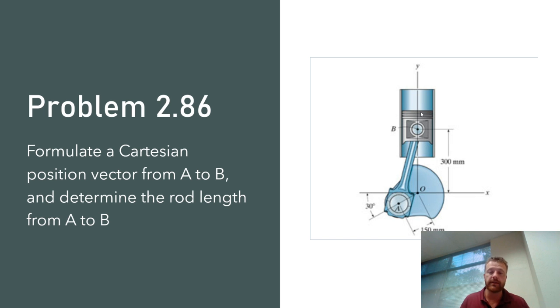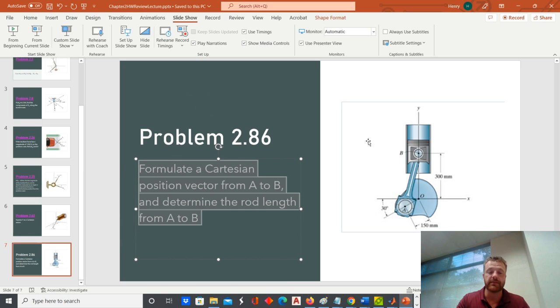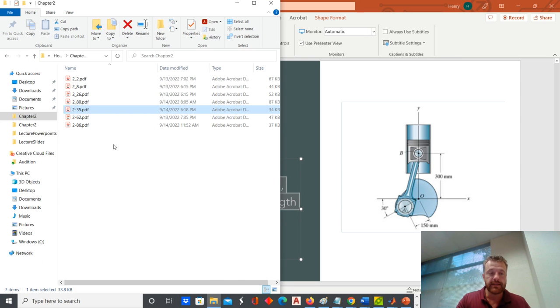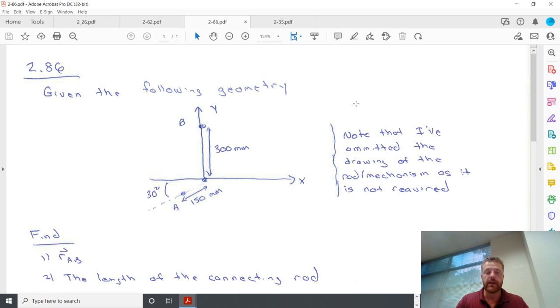We need to read out the coordinates of A and B, follow our rules for writing a position vector, and then take the magnitude of that position vector. So let's actually look at the solution of this. And when I redrew the problem, I didn't draw any of the actual assembly on there. I just drew the 2 points of interest because that's all that we really need to know.